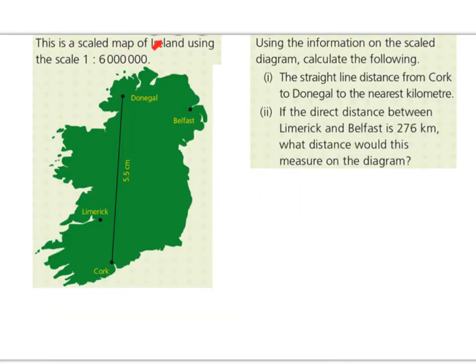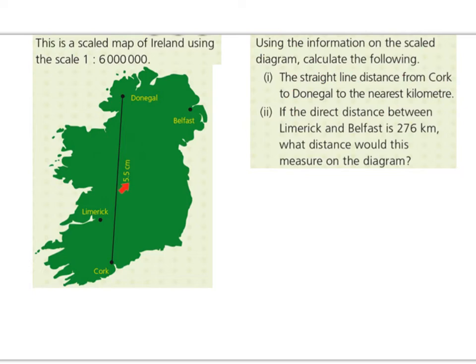This is a scaled map of Ireland using the scale 1 to 6 million. Using the information on the scale diagram, calculate the following. Part 1, the straight line distance from Cork to Donegal to the nearest kilometre. So we want to figure out what this is to the nearest kilometre. On the little map, it's 5.5 centimetres.